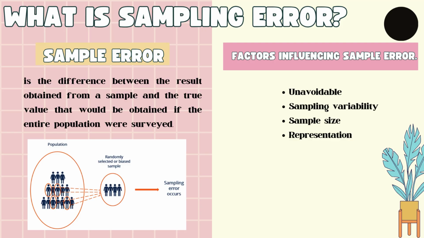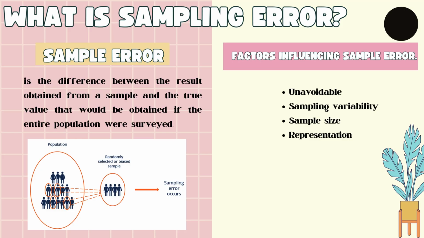Now we will look at the factors influencing sample error. When we talk about sample error, several factors can influence its occurrence. The first factor would be unavoidable. Sample error is inevitable in any research. No matter how carefully we choose our sample, there will always be some variation between the sample and the true population. This is just a natural part of statistical analysis.